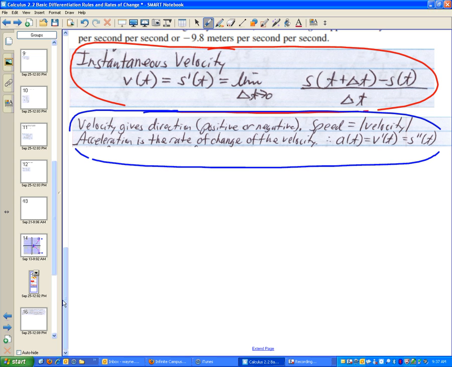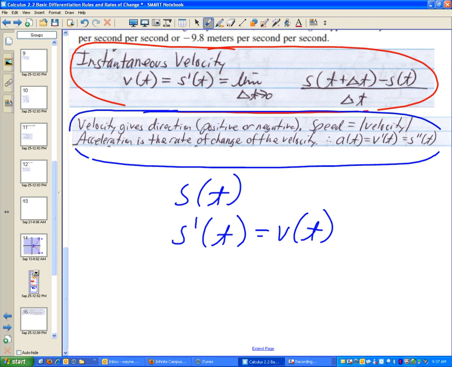You start with s, the position. You take its derivative, and you get the velocity. You take the derivative again, and you get the acceleration.